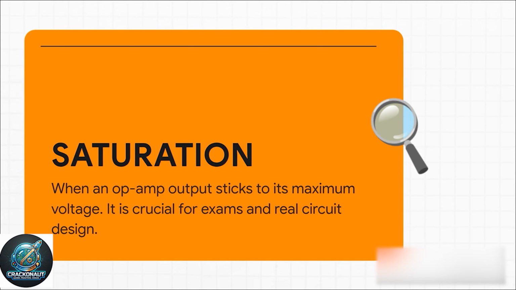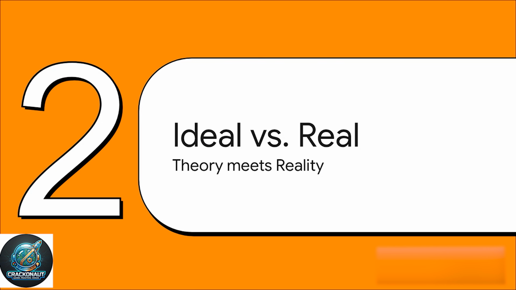So this weird behavior isn't just some random glitch in the matrix. It actually has a name. We call it saturation. And look, getting a handle on this is so important, whether you're cramming for an exam or trying to build something that actually works out in the real world. All right, let's get to the real heart of the matter. Why does this even happen? Well, it all boils down to this classic fight between the perfect, clean world of theory and the messy, limited reality of the physical world.